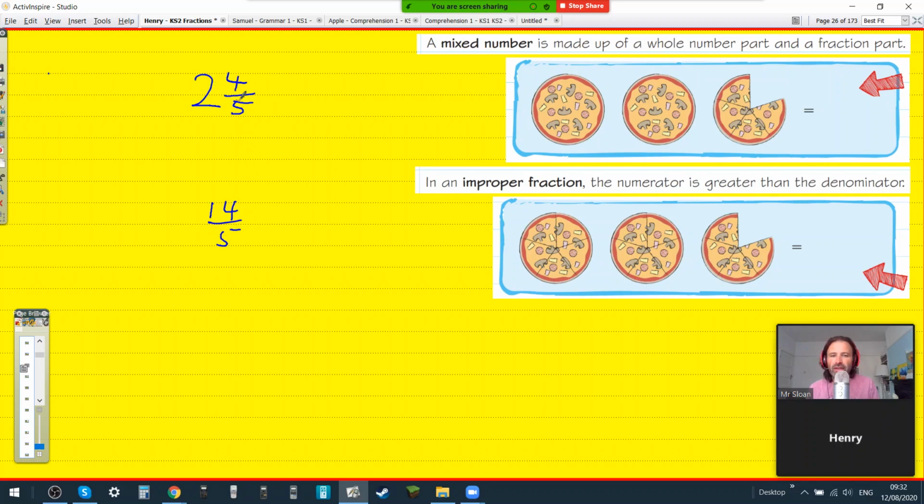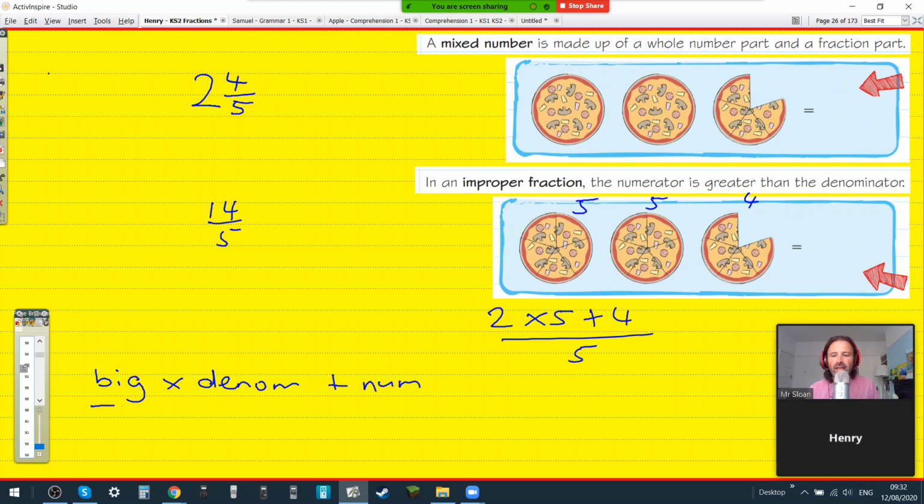And so another way you can do it. So here you had 5, 5, and 4. So you had your big two here. So that's like the 2 times 5 plus the extra 4 and that was fifths. So 5 goes on the bottom. So the whole number part, times by the denominator, plus the numerator of the little one, and it's all over the denominator, so all over the fraction.